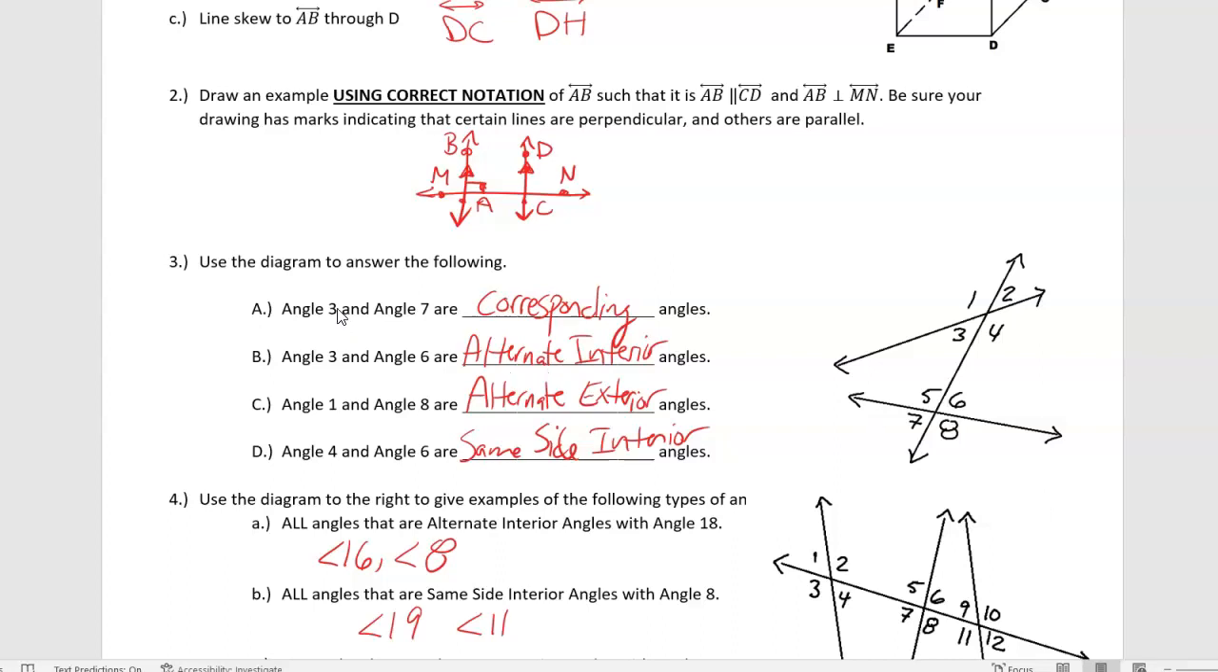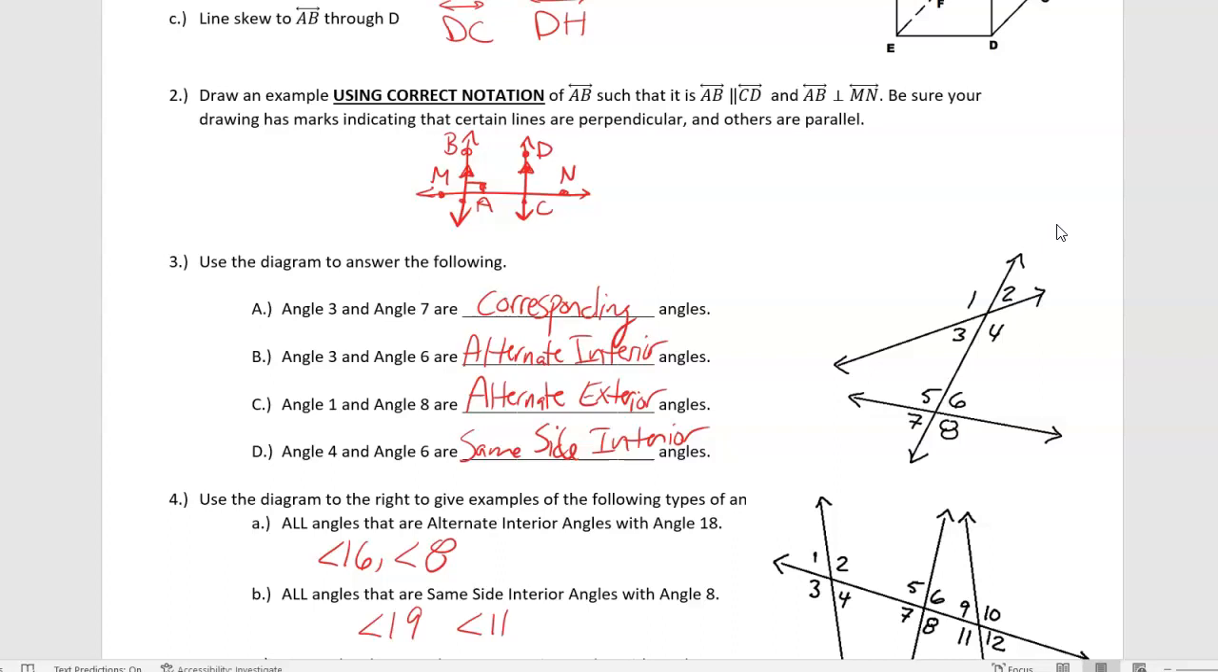So when they tell you 3 and 7, 3 and 7 are bottom left, and connected by a line, and therefore they would be corresponding because they are both in the corresponding location, the bottom left. Now, when you're looking at 3 and 6, 3 and 6 are on the interior and they're alternating sides, so it's going to be alternate interior angles. 1 and 8, on the other hand, are alternating. They're switching sides of your transversal, but they're on the exterior.